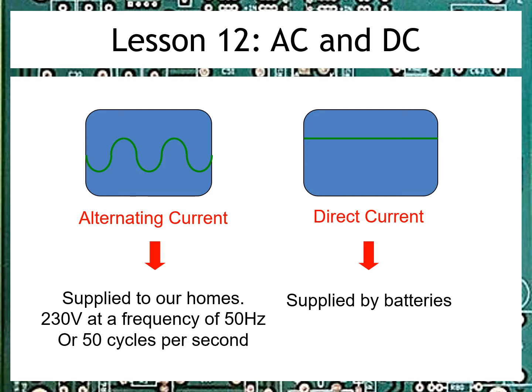AC is the supply we get to our homes at 230 volts and a frequency of 50 Hertz. Don't forget, frequency means the number of cycles per second, so the number of times the direction is changing in 1 second. DC then is direct current, which means that the current continually goes in one direction, hence we get the flat line on the CRO scan. Batteries supply DC current, and if you think about the power packs we use in the lab, obviously we can choose AC or DC on those.